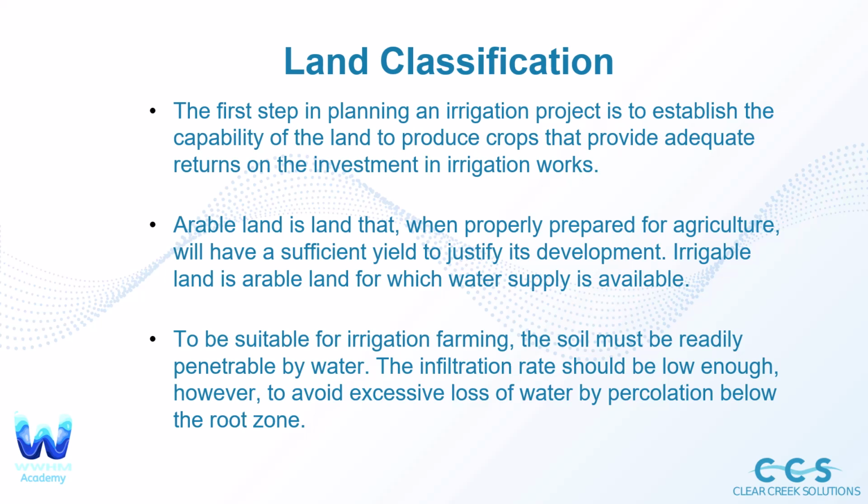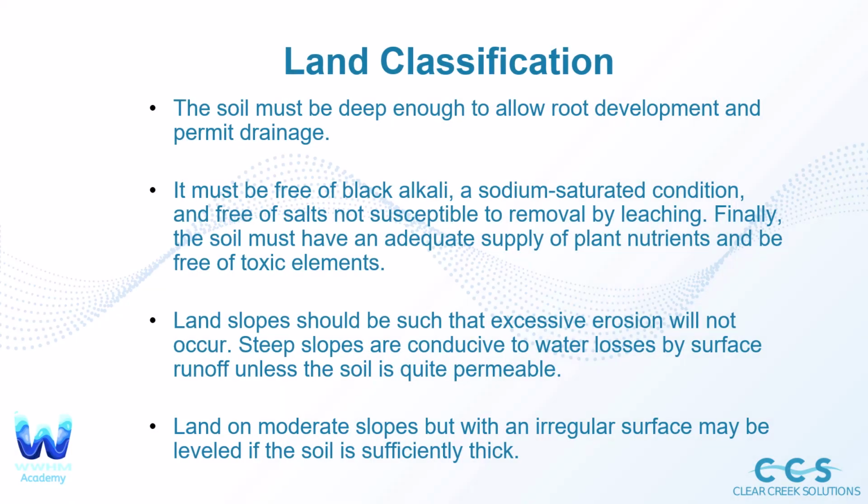To be suitable for irrigation farming, the soil must be readily penetrable by water. The infiltration rate should be low enough, however, to avoid excessive loss of water by percolation below the root zone. The soil must be deep enough to allow root development and permit drainage. It must be free of black alkali, a sodium-saturated condition, and free of salts not susceptible to removal by leaching. Finally, the soil must have an adequate supply of plant nutrients and be free of toxic elements. Land slopes should be such that excessive erosion will not occur.